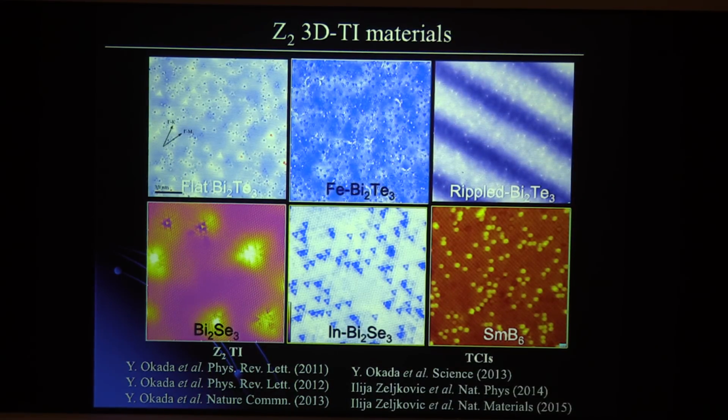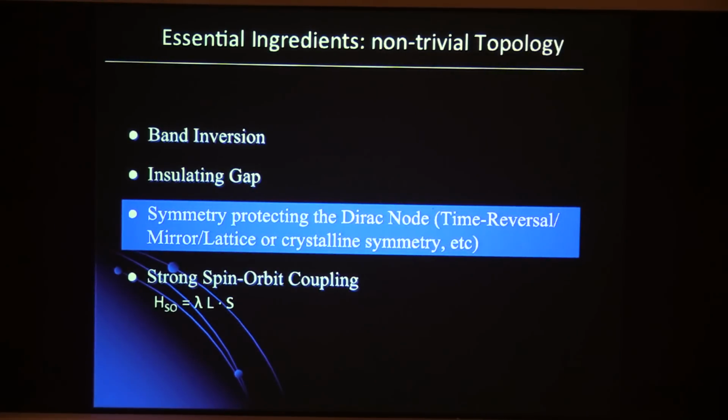Now, one thing I did want to mention is that spin-orbit coupling is not the only way to get band inversion in a system. So all of these systems here are topological materials, and spin-orbit coupling is responsible for band inversion. But in this system, SmB6, actually, it's a very different mechanism. And it's still topological. So as long as you get band inversion and you have an insulating gap, you can have a topological insulator. Okay, now let's talk about the role of symmetry.